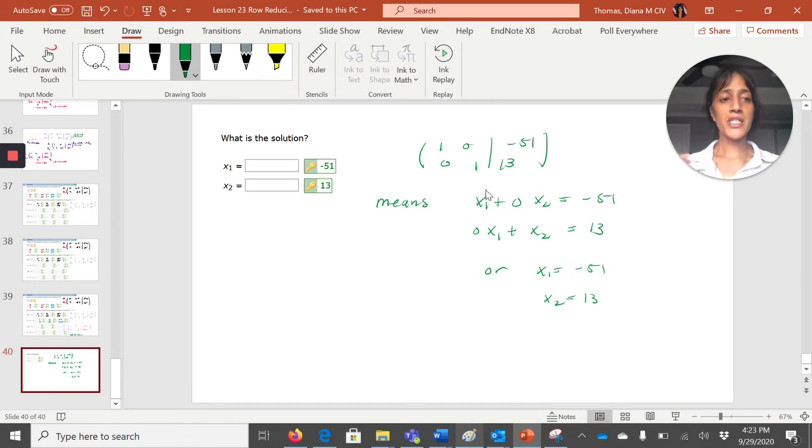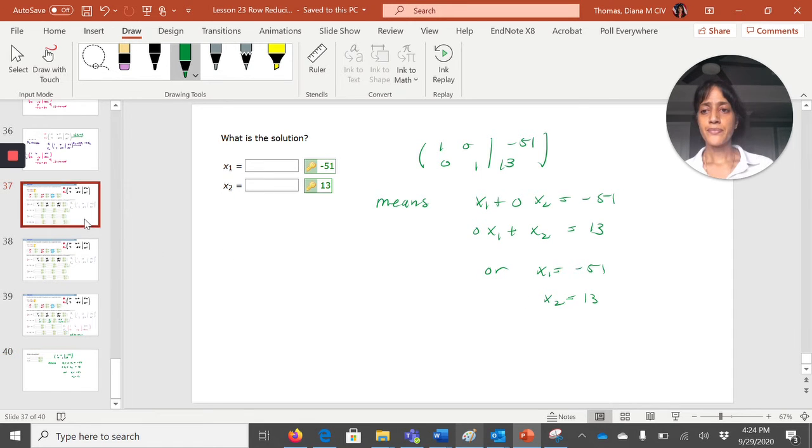You should be able to take a system of equations and put it into this format and then peel it back as well. So the first column stands for the x1 coefficients, and the second column stands for the x2 coefficients. So I get 1 times x1 is x1, plus 0 times x2, is -51, or 0 times x1 plus 1 times x2 is equal to 13. Or, in other words, x1 is -51 and x2 is 13.